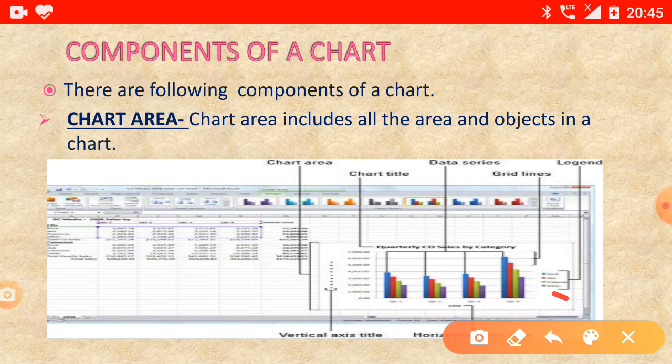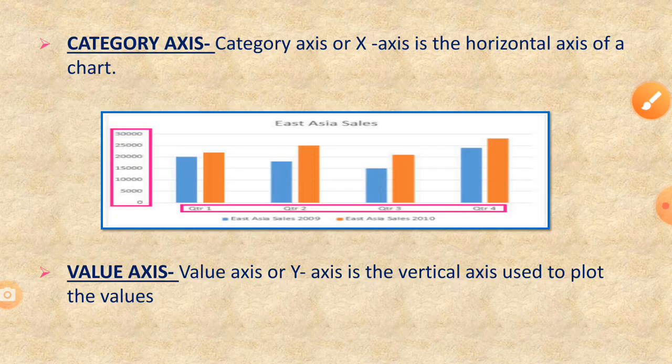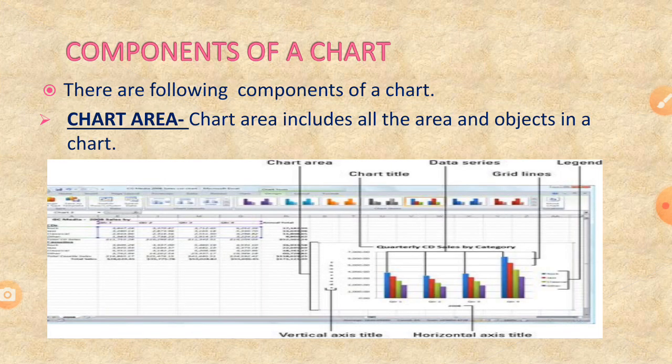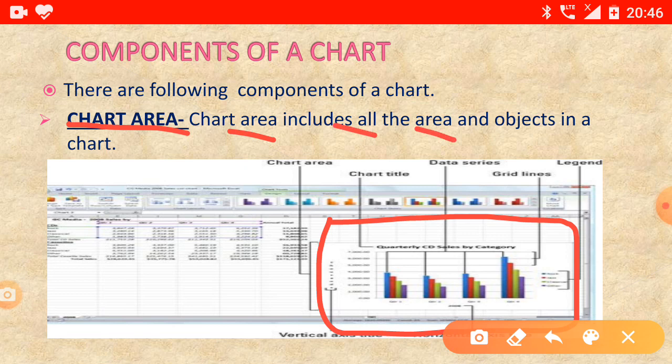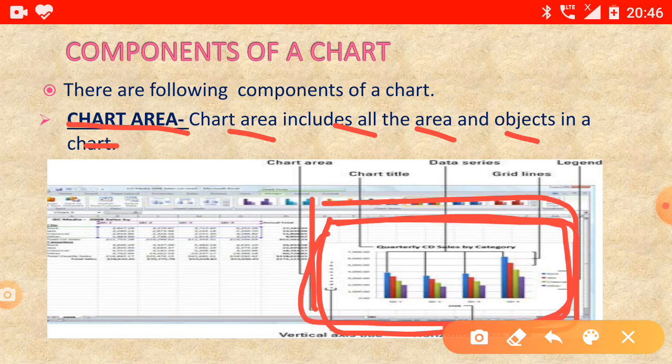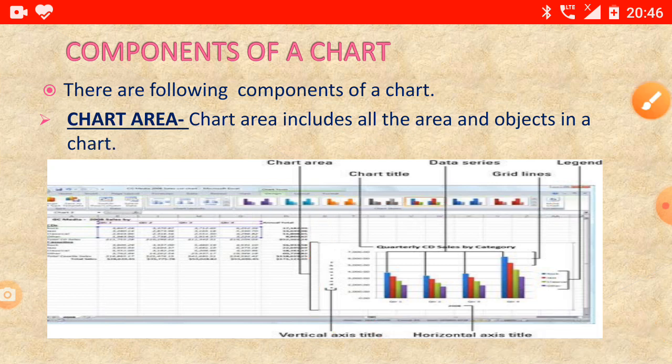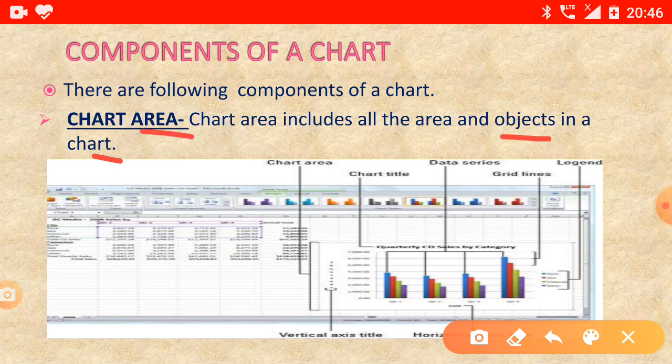So one by one we will understand these things. Firstly, we will understand the chart area. What is the chart area? It includes all the elements. The chart area includes all the area and objects in the chart. All the elements of the chart are known as the chart area.